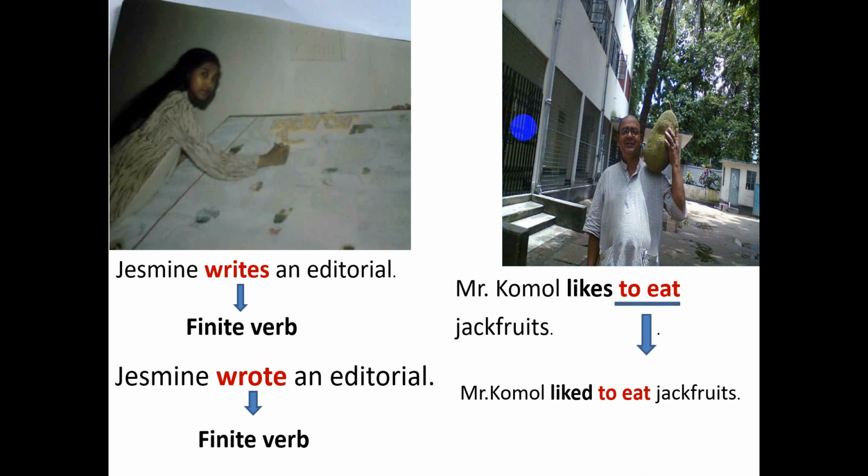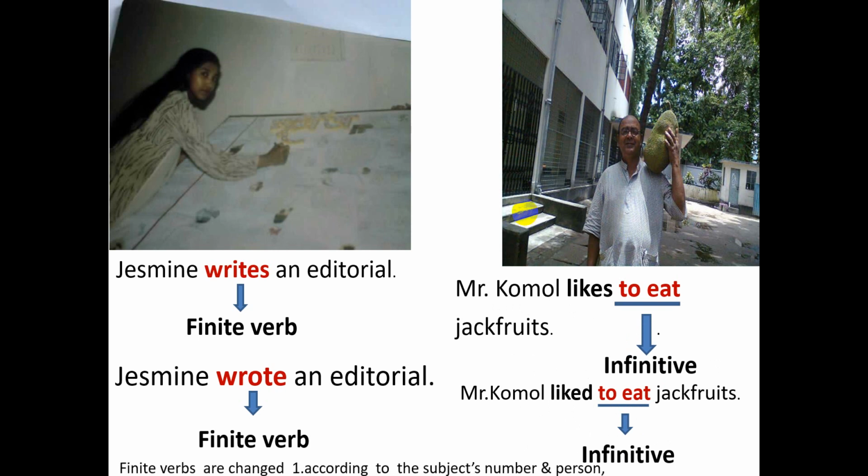Again, you can see here to eat. To eat is infinitive. It's called infinitive: to plus base form of principal verb. Look at. Finite verbs are changed according to the subject's number and person, and according to verbs tense formation. You can see here the structure of writes in the present tense and the structure of wrote in the past tense.